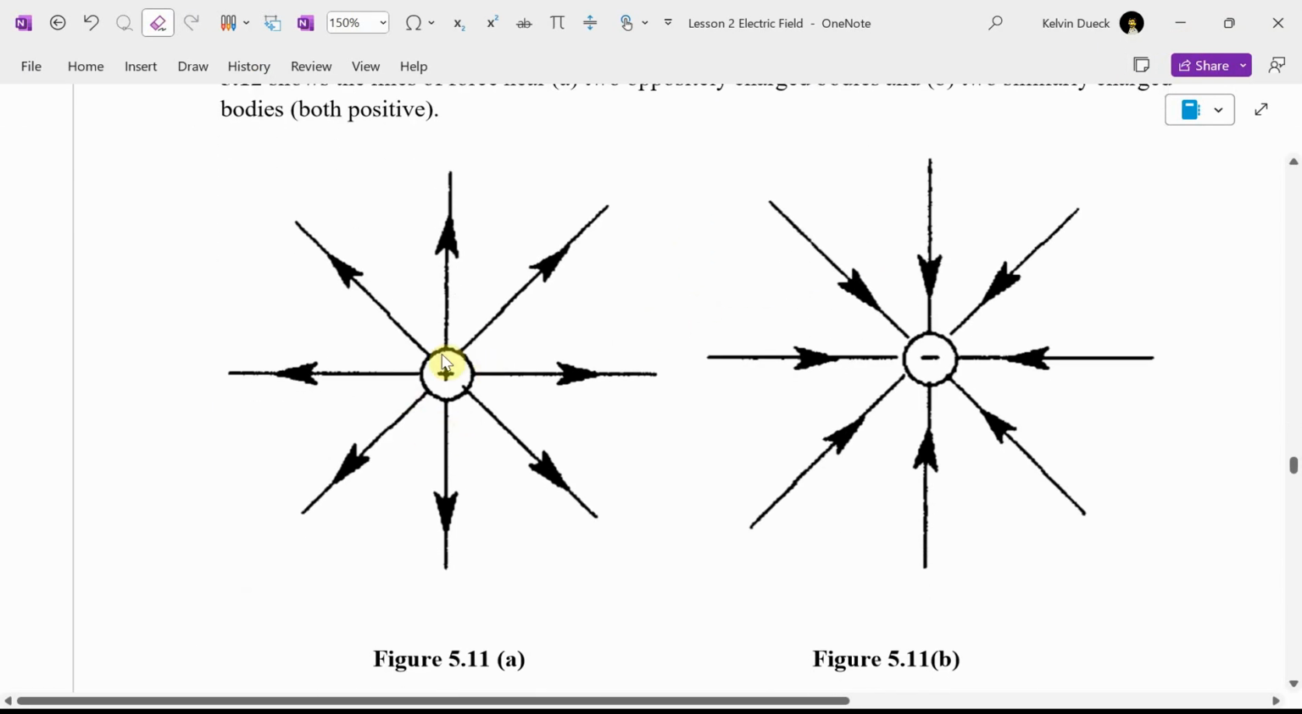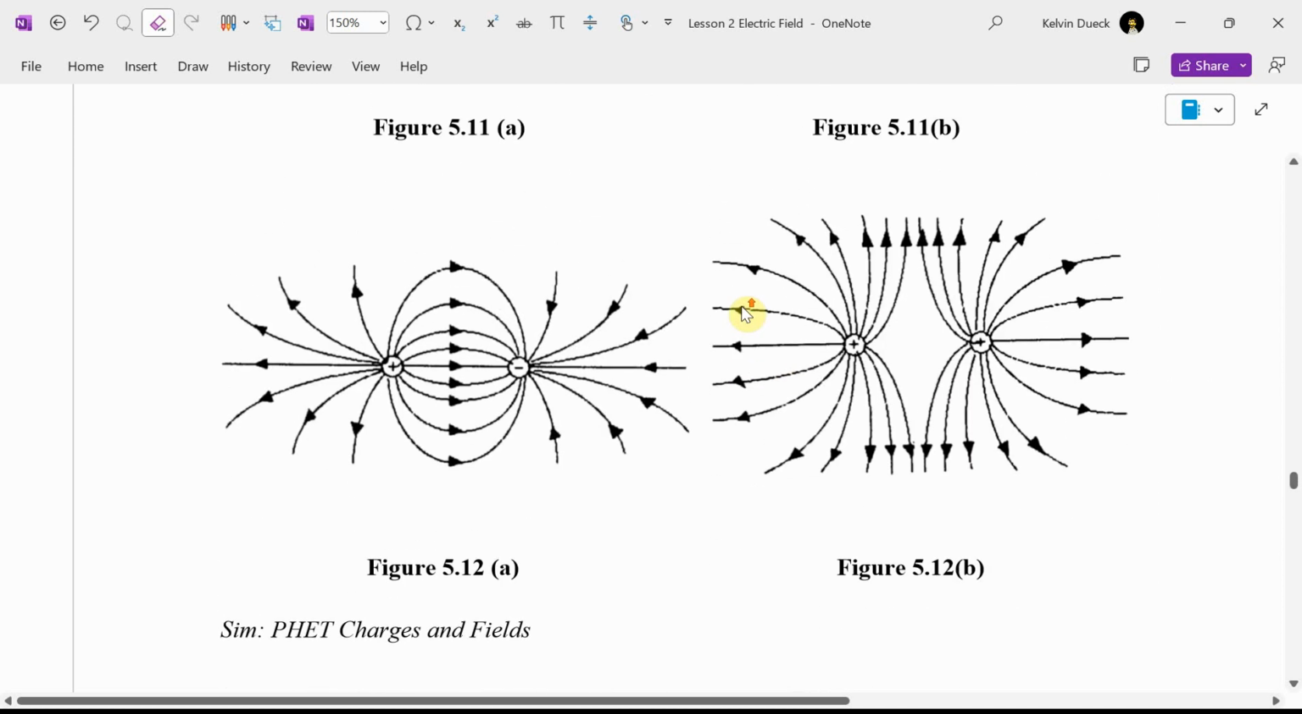So this shows the lines of force around a positive test charge, around a negative test charge. Are these charges the same magnitude? Yeah. How do I know? Same number of lines. Here is one with positive and negative, so opposite charges. Here is one with two positive charges.